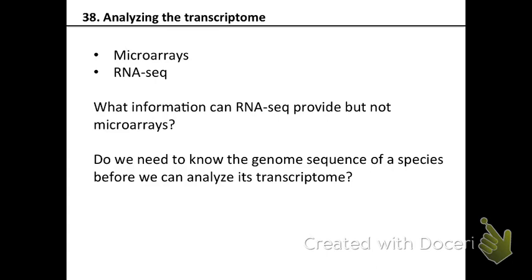Microarray requires your prior knowledge of which genes are expressed. If your genome annotation is incorrect and you miss a gene, you're never going to print that onto the microarray, and then you're not going to be able to analyze its expression, right? So that's different. How about this question then? Do we actually need to know the genome sequence of a species before we can analyze its transcriptome?